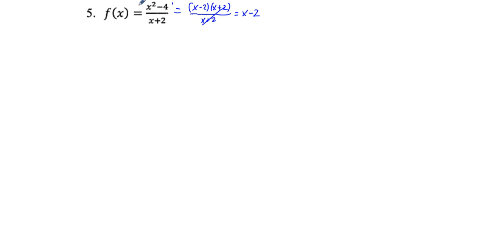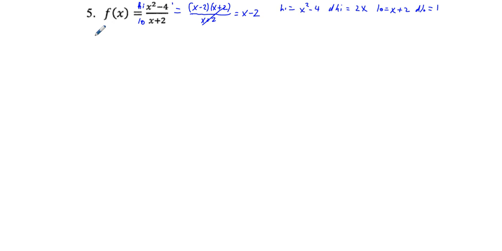Again, we have a quotient of two functions, so we have a high and a low. Our high is equal to x squared minus 4. Our d high is equal to 2x. Our low is equal to x plus 2. Our d low is equal to 1.